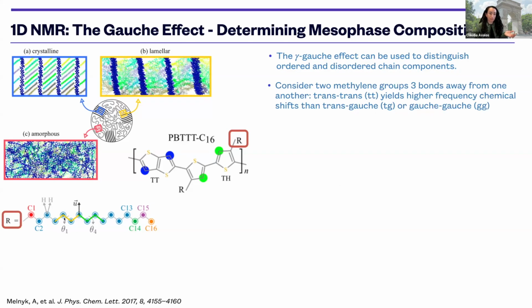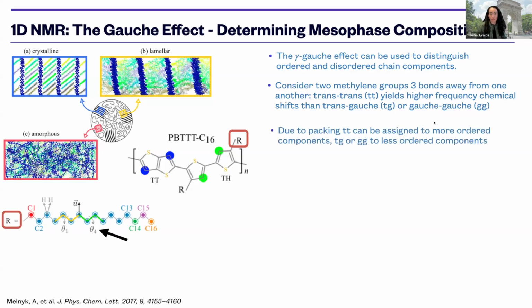So if you have two methylene groups right here that are three bonds away from each other, you can have this trans-trans configuration, which tends to yield higher frequency chemical shifts, right? This is based on shielding and deshielding, as opposed to a trans-gauche or gauche-gauche configuration. Okay, so this is the angle that we're talking about, right? And so due to packing, trans-trans can be assigned to more ordered components, right? TG or GG to less ordered components. It's related to how the packing can occur, whether you have a gauche-gauche or trans-gauche.